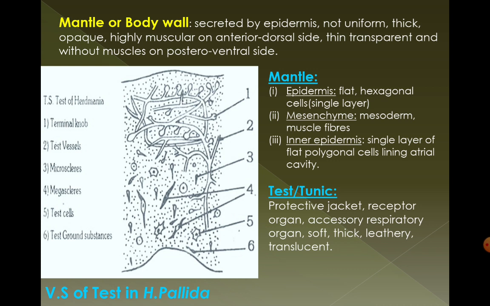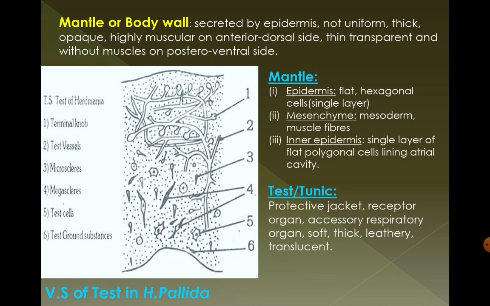Now here is a section of the test in Herdmania pallida. You can see some terminal knobs, that is the blood vessels ending in these terminal knobs, and these knobs are nothing but the ampullae, which hold blood once it has circulated, and these ampullae are all towards the body wall. When the ampullae get filled with blood, it imparts that pinkish color to the Herdmania. And also observe the test vessels, which is number 2.